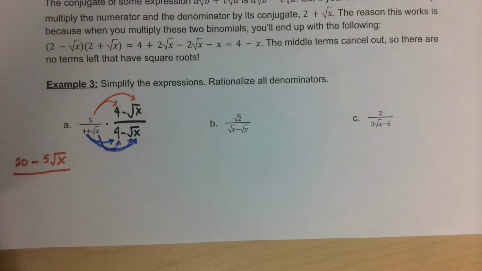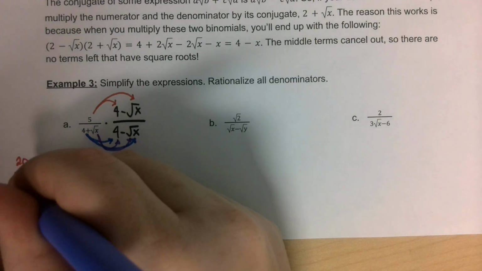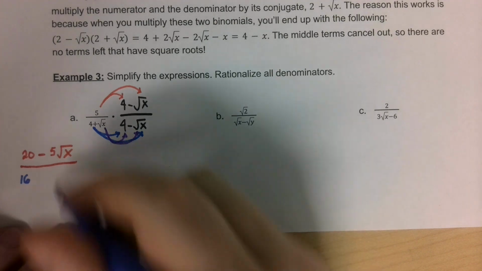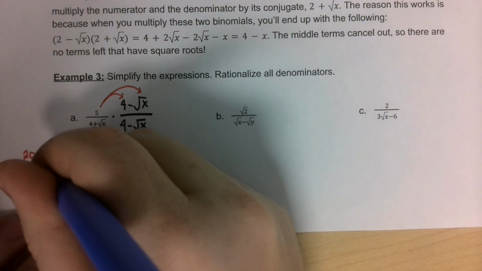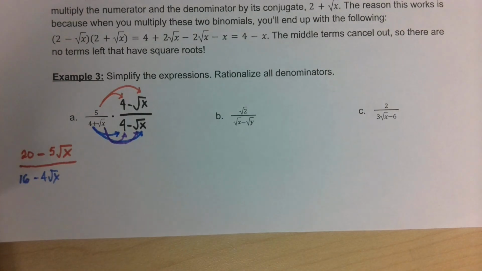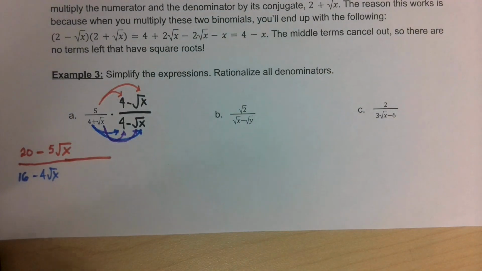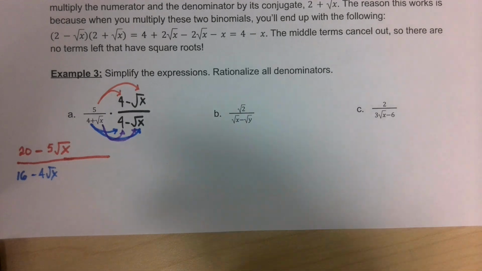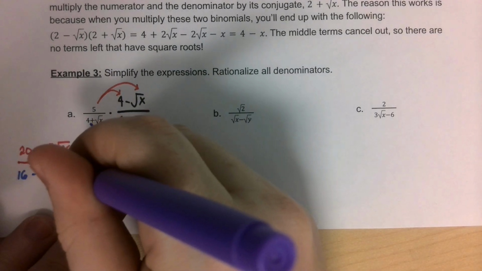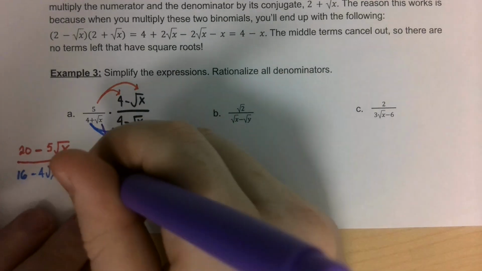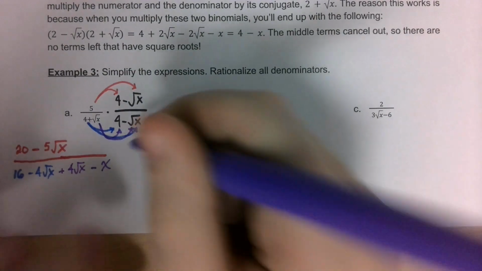So what's 4 times 4? That's just 16. What's 4 times negative square root of x? That's negative 4 square root of x. We need to make my fraction a little bit longer. What's the square root of x times 4? That's just positive 4 square root of x. And what's the square root of x times negative square root of x? That's just negative x.